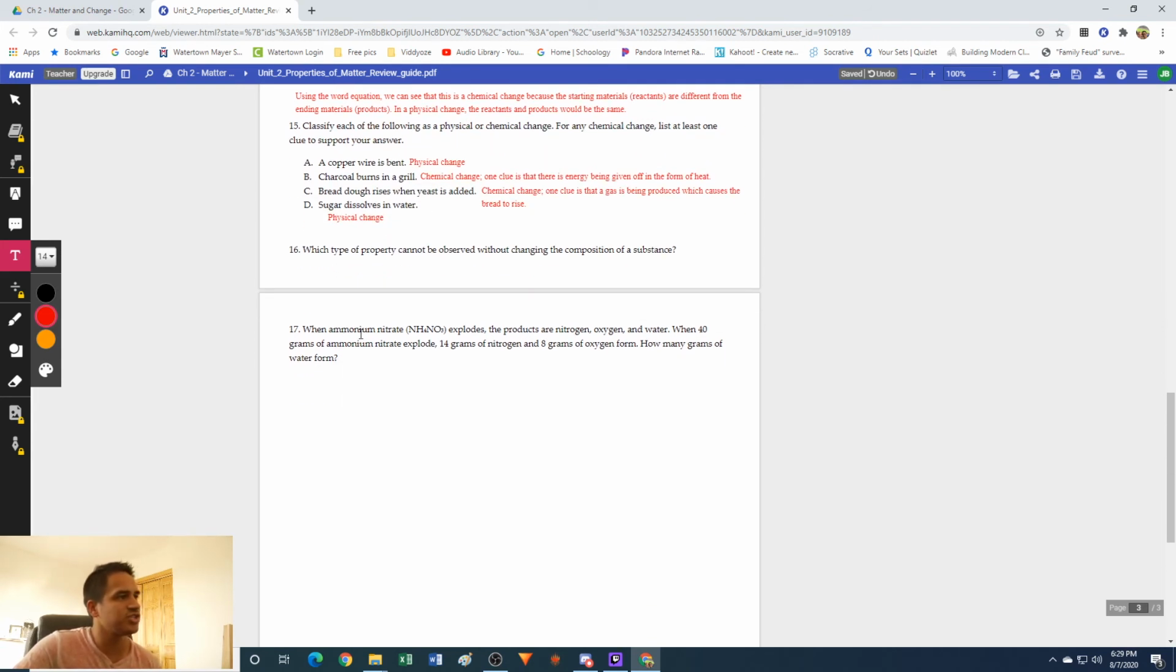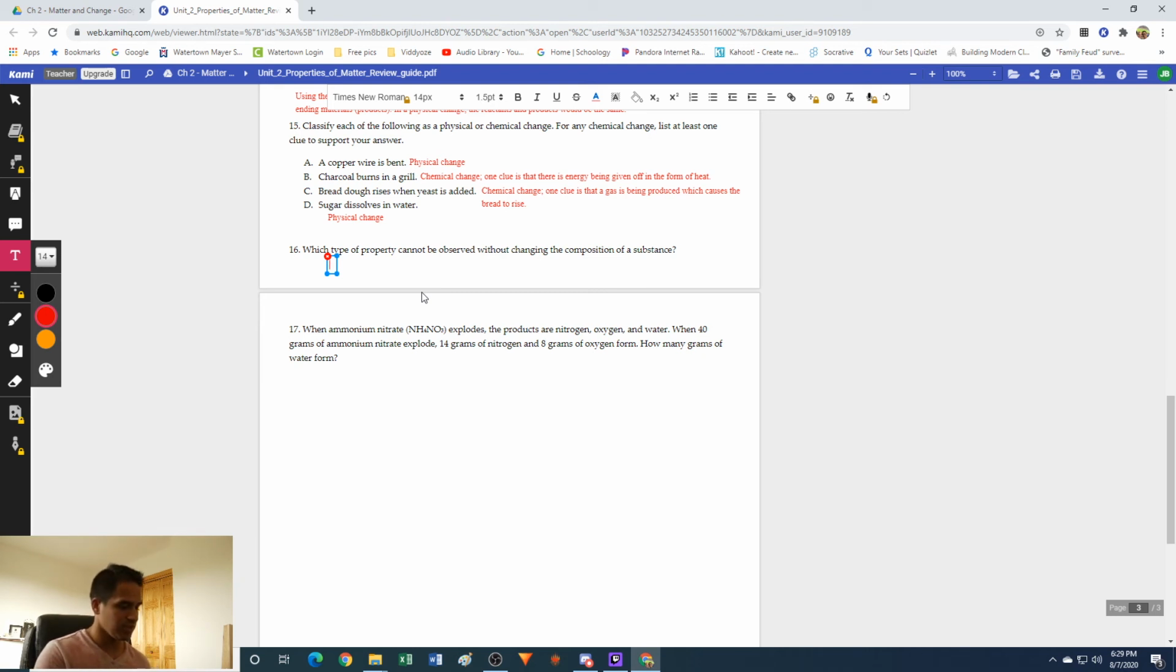All right, number 16, which type of property cannot be observed without changing the composition of a substance? So for number 16, the type of property they're talking about here are chemical properties. The only way to observe a chemical property is to actually change the composition of a substance by doing something to it. Let's say, for example, we wanted to test the chemical property of flammability, which means can you light it on fire? If it does light on fire, that material is now going to be something completely different from before we lit it on fire.